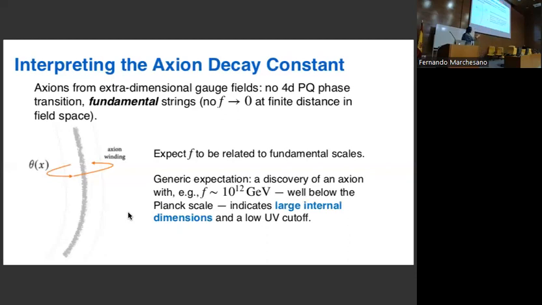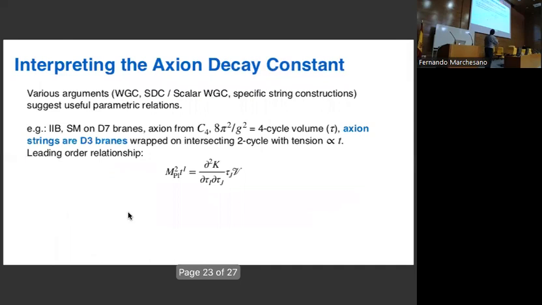And in particular, the scale f is usually related to fundamental scales. So usually in the context of these kinds of models, if I told you that we measured f to be 10^12 GeV, you would not conclude physics is still 4-dimensional there. You would conclude that now we're getting to the scale where some stringy physics is coming in, and we probably have some large internal dimensions and a low UV cutoff. So qualitatively, the way you would interpret an experimental discovery is very different in these kinds of scenarios. And we should think about how to home in on that and whether there are experimental observations that would tell us which of these two classes of things is what we're seeing.